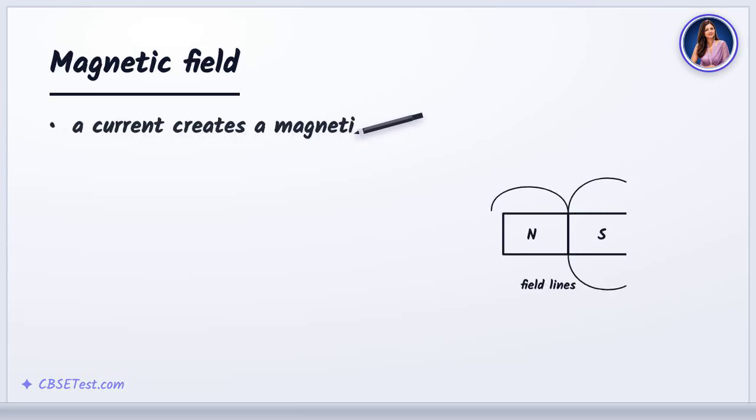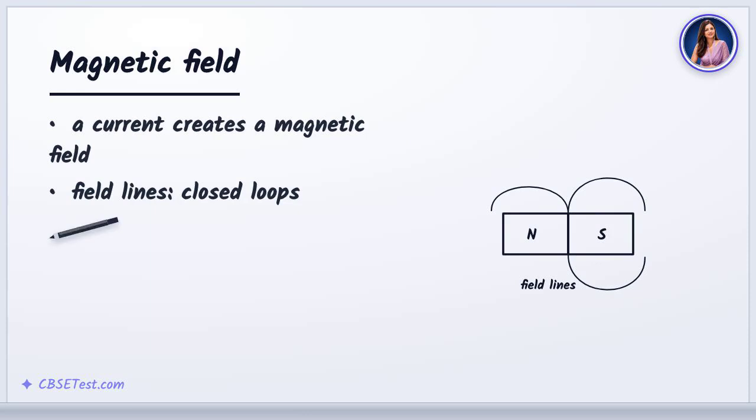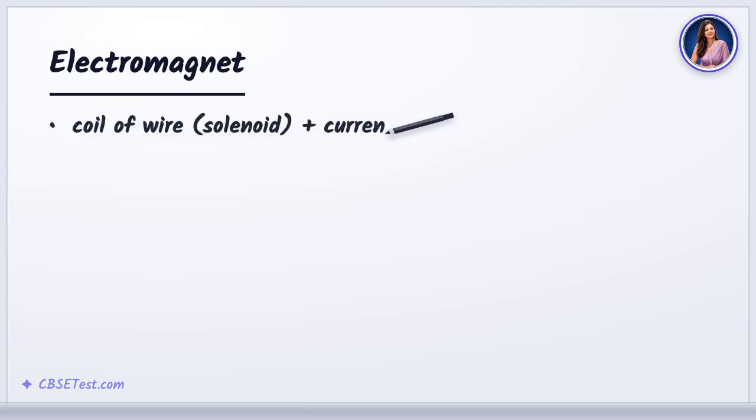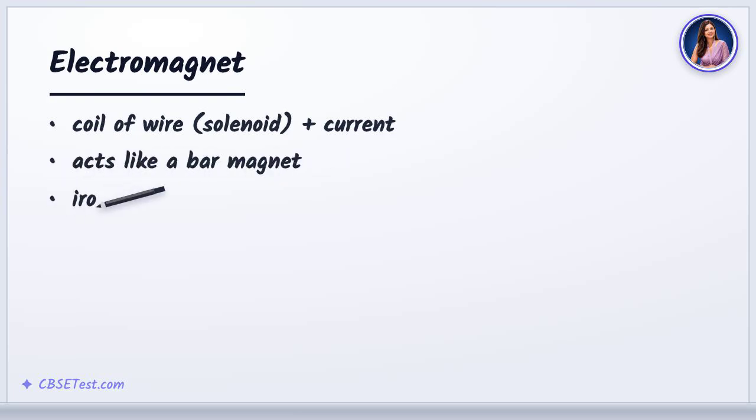A current-carrying wire is surrounded by a magnetic field. Field lines form closed loops, concentric circles around a straight wire. A coil of wire carrying current, a solenoid, behaves like a bar magnet. Placing an iron core inside makes a powerful electromagnet.